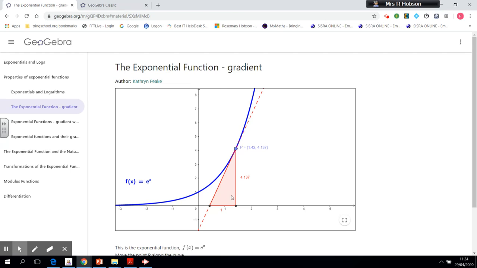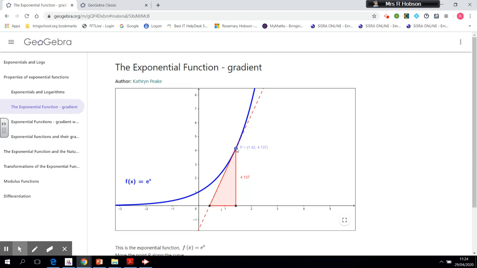And what you'll notice here is the function e to the x. Before you've watched this video, you should already be aware of what 2 to the x is, what 3 to the x is, and what these graphs look like. And this here is the graph of e to the x. We're going to look a little bit later on at what actually e is. But it is special, and what makes it special is explained in this graph.